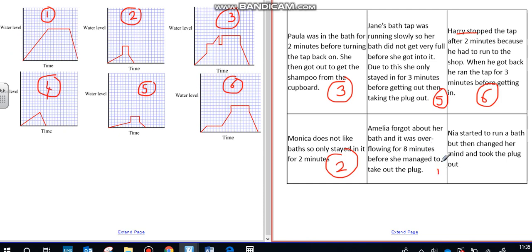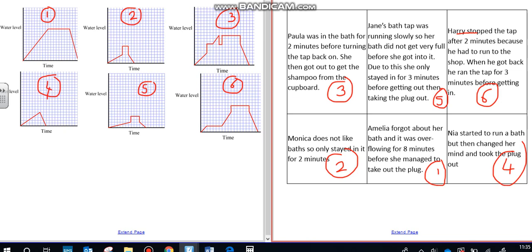So that's number 1. And then it says Nia started to run a bath but then changed her mind and took out the plug. So this one ran a bath to this point and then just emptied it. So that's number 4. So hopefully you've got an idea of what's going on there and you've got those correct. Brilliant. Okay.